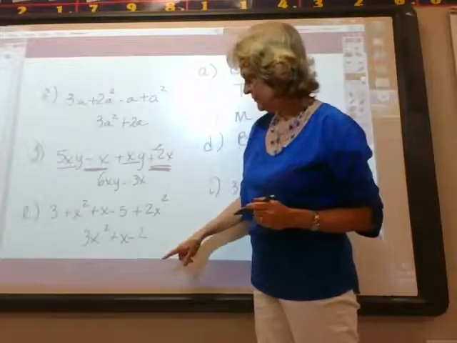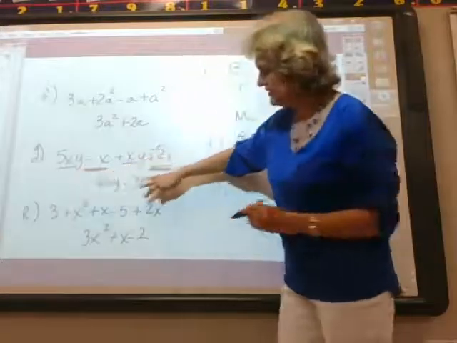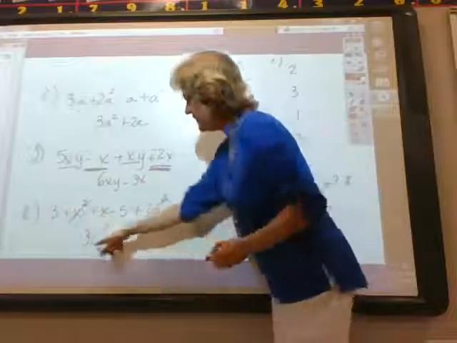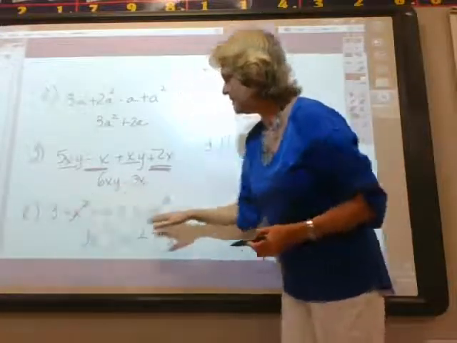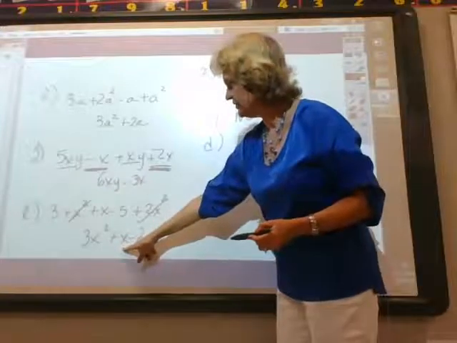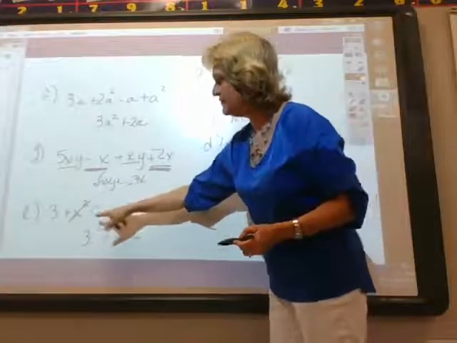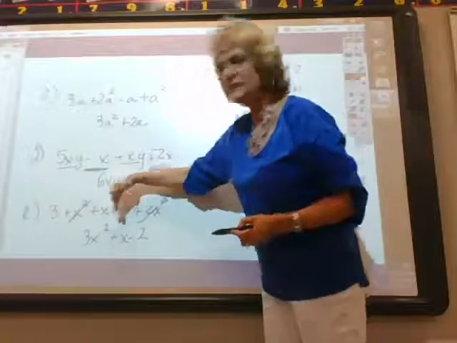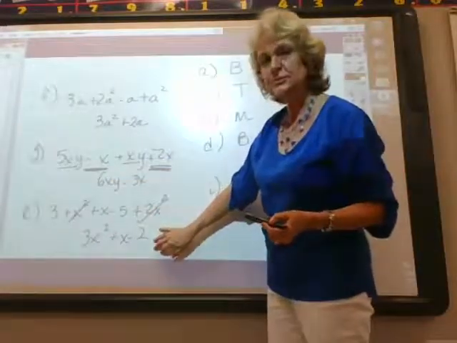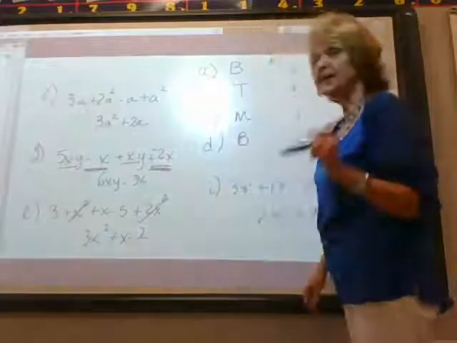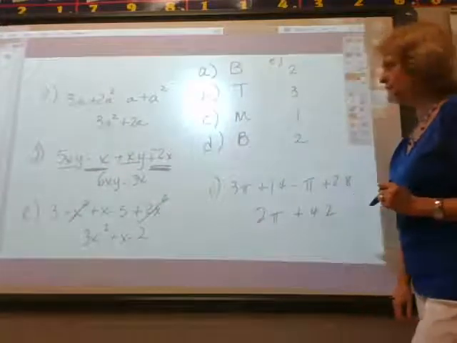On H, I combined the x squared and the 2x squared, got 3x squared. There's only one x, nothing else to combine, so that needs to be in my answer. Then negative 5 and a 3, or 3 minus 5, however you want to look at it, is going to be a minus 2. Okay? Again, if you have trouble with this, give me a call.